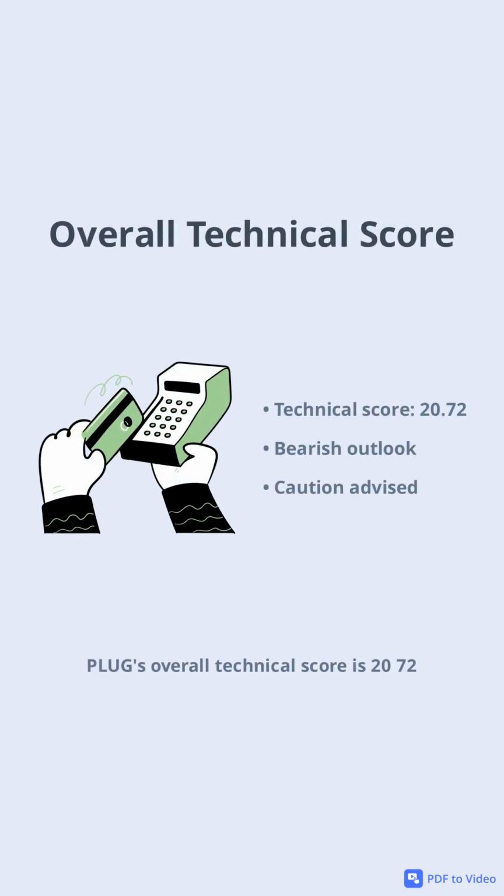Plug's overall technical score is 20.72, which is considered bearish. This score is derived from a combination of trend, momentum, volatility, and volume indicators. A low score like this suggests that the technical outlook remains negative and caution is warranted.